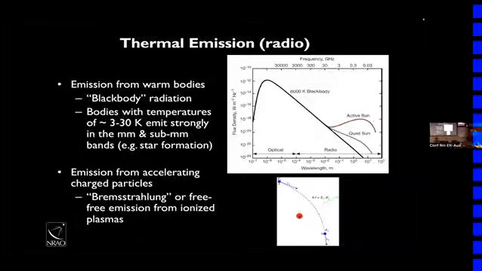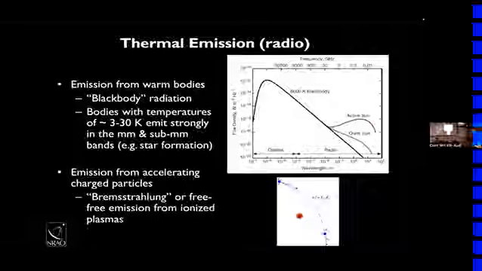Thermal emission from the radio. This is emission from objects that have some temperature. You've probably seen this in other contexts referred to as black body radiation. It turns out that objects that have temperatures in the low kelvins, where 0 Kelvin is absolute zero, but 3 to 30 Kelvin, give off strongly in the millimeter and submillimeter. And we'll get to some images in just a sec, those wavelengths are a great way to study star formation.